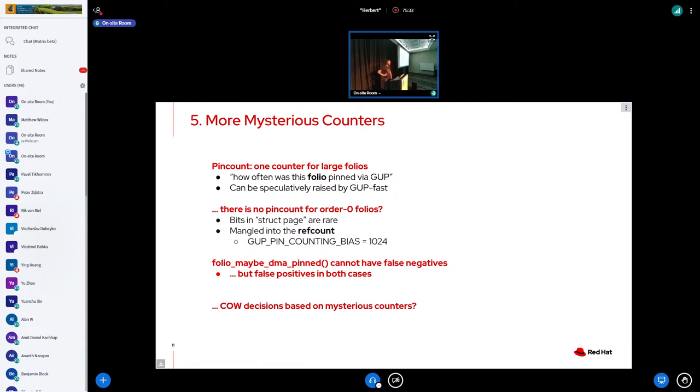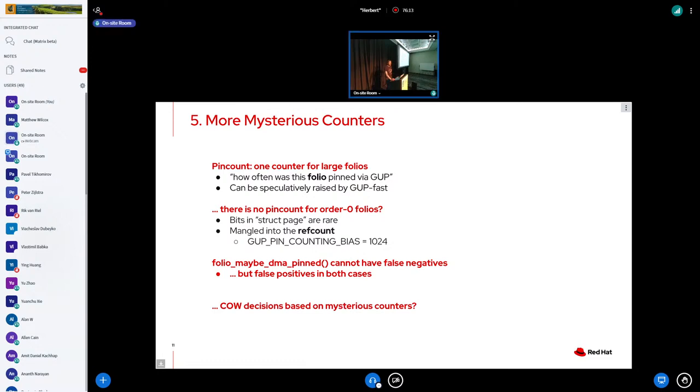Now you might wonder, if we have a single base page, if we don't have transparent huge pages and all of that, how are we able to figure out if a page may be pinned by GUP? And actually, we don't have a dedicated counter. Because bits in the metadata in the struct page are rare, smart people decided, and that's not a joke, to mangle it into the refcount, which is actually a pretty neat idea, I think. In case the ref count of an ordinary base page is more than 1,024, you would say, oh, yeah, this page might be pinned. But I'm not so sure, and I'm not able to find that out.